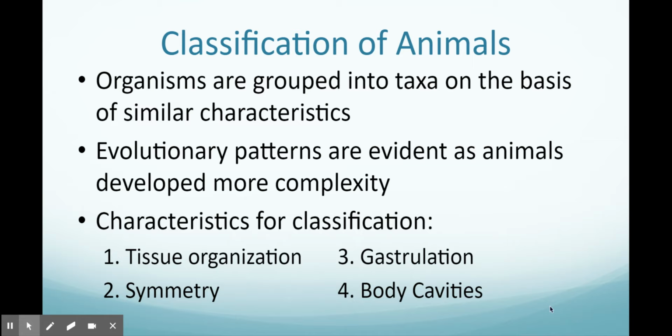When we're talking about animals, we group them into taxa on the basis of their similar characteristics. And a lot of evolutionary patterns are obvious when we start to look at these groupings. The characteristics that we're going to use for this classification are tissue organization, symmetry, gastrulation, and body cavities. So it's important that you understand these four categories, because this is how we're going to base the classification of all the further phyla from kingdom Animalia.